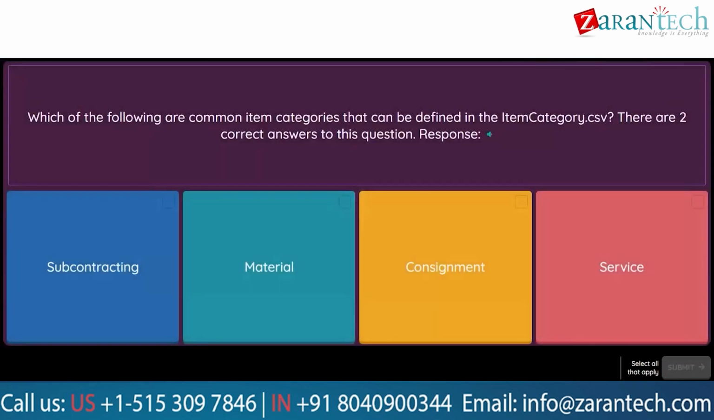Question: which of the following are common item categories that can be defined in the item category .csv? There are two correct answers to this question. Response: Option 1, Subcontracting. Option 2, Material. Option 3, Consignment. Option 4, Service.